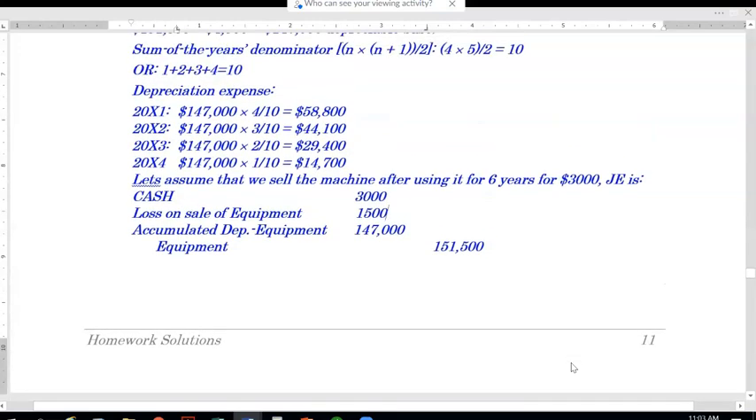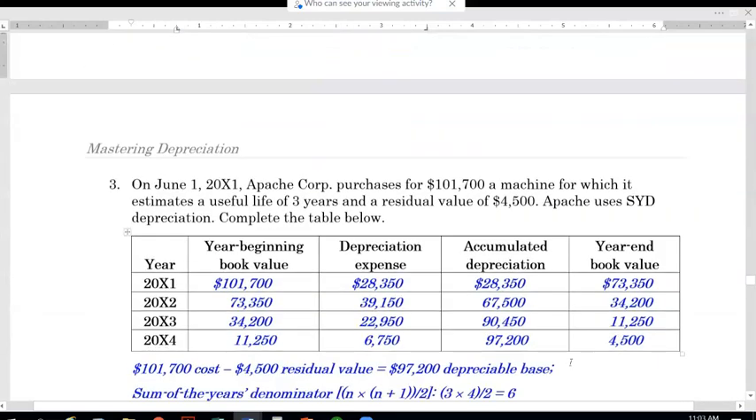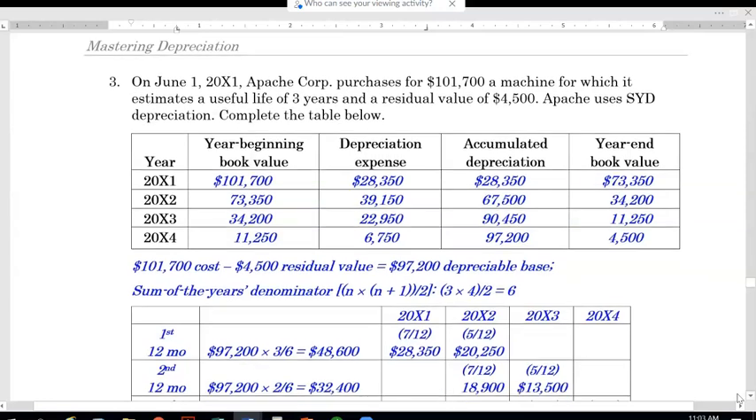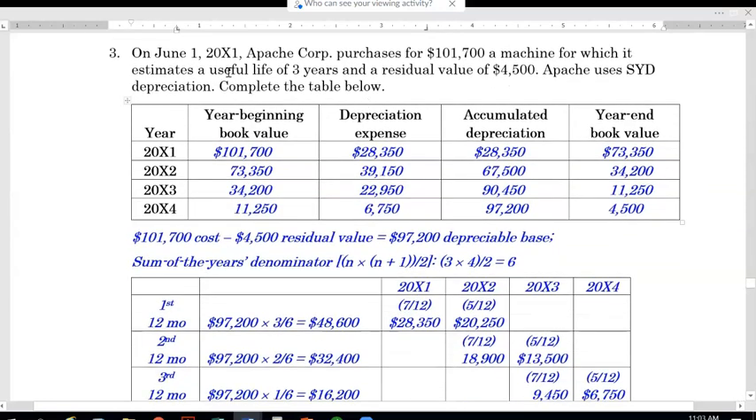Okay. Let's move on. One more. On June 1st of, okay, this is June. Keep that in mind. On June 1st, the company purchased equipment for 101,700. Useful life 3 years. Residual value 4,500, and we want to use SYD.